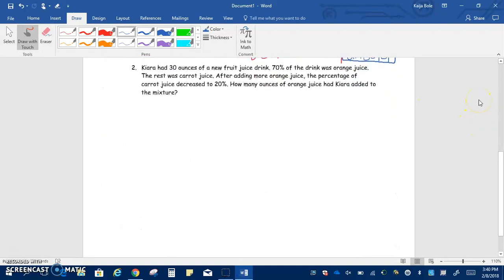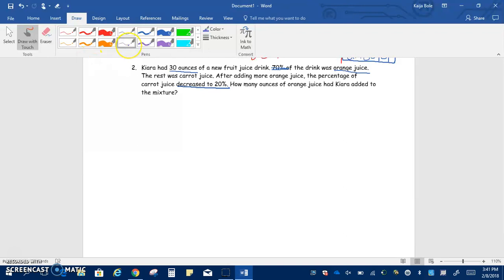Number 2 says Kira had 30 ounces of a new fruit juice drink. 70% of her drink was orange juice. The rest was carrot juice. After adding more orange juice, the percentage of carrot juice decreased to 20%. How many ounces of orange juice had Kira added to the mixture? So we're going to start with that original. First we need to underline. We've got 30 ounces. 70% was orange juice originally. And the rest was carrot juice. And we've got this decreased to 20%.